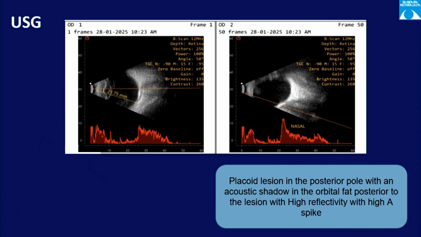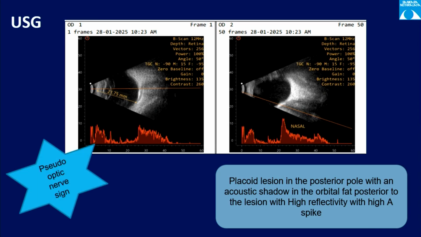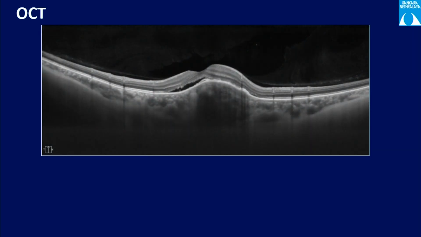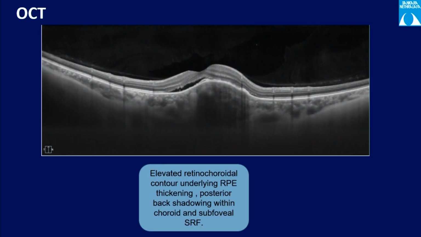Can anybody name this sign? Yeah, it's called the pseudo-optic nerve sign, and this is characteristic for choroidal osteomas. So the OCT was done. OCT shows an elevated retinochoroidal contour.